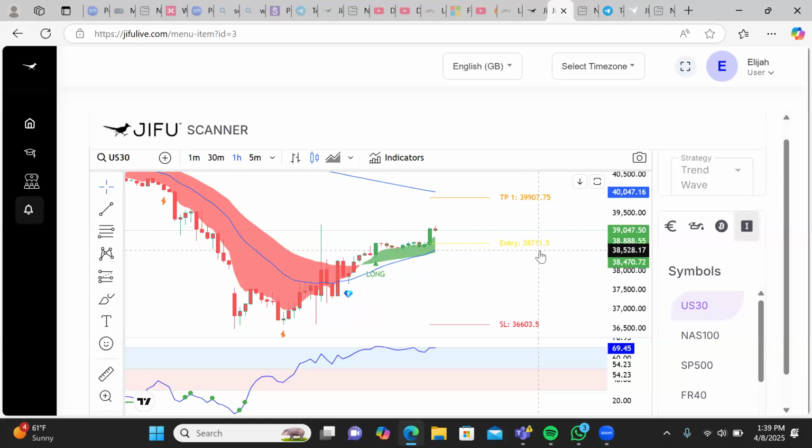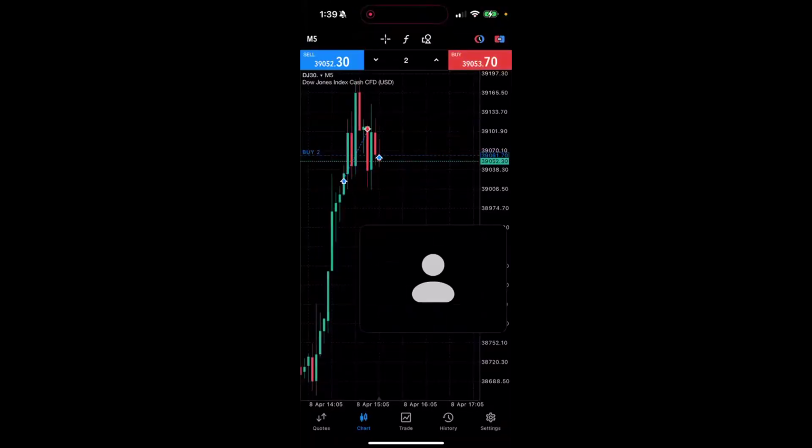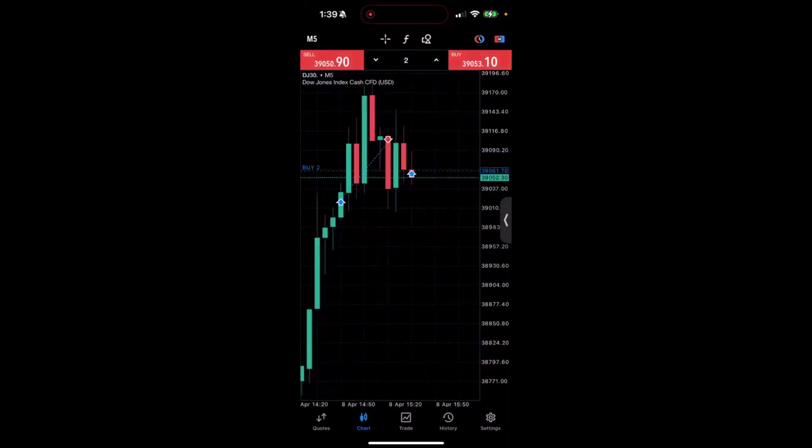Let me show you something. Let me share. You want to share? I want to share and show you something. So you can see my screen, right? Yes. As I told you to take the trade, I took the trade, so that you know that I'm not telling you to do what I'm not doing. Now, this is your chart. This is your quotes. This is your chart. This is your trade icon, and this is your history, right?